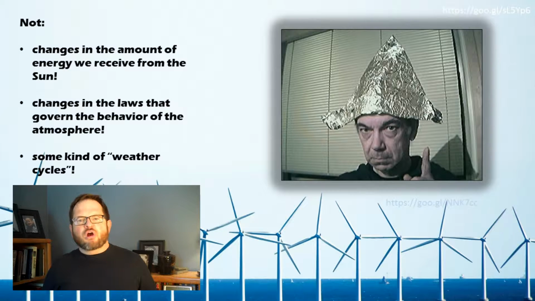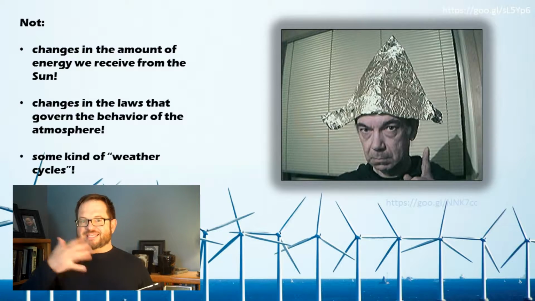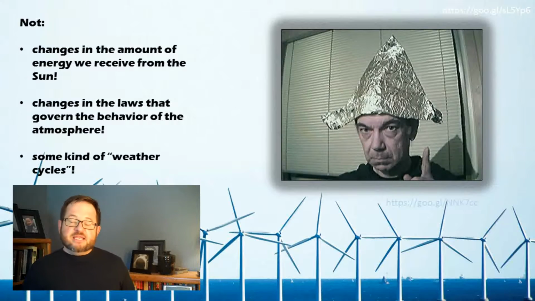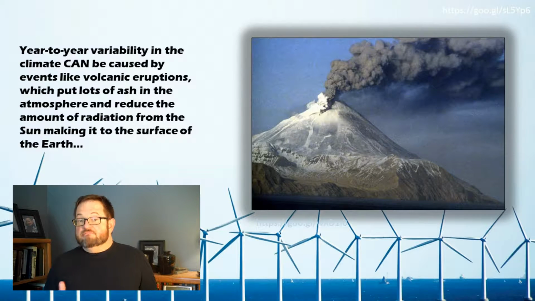It doesn't mean that there aren't phenomena in the atmosphere that have these sort of oscillating patterns. In fact, we're going to be seeing one today, but the idea that somehow the weather is repeating itself, that's not what we're going with here. That's tinfoil hat territory. Now, there are actually multiple sources of variability between one year and the next.